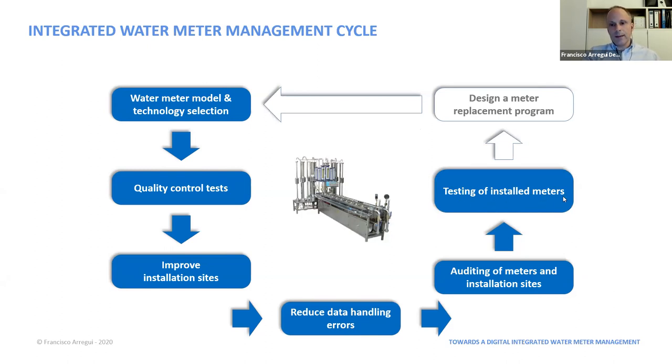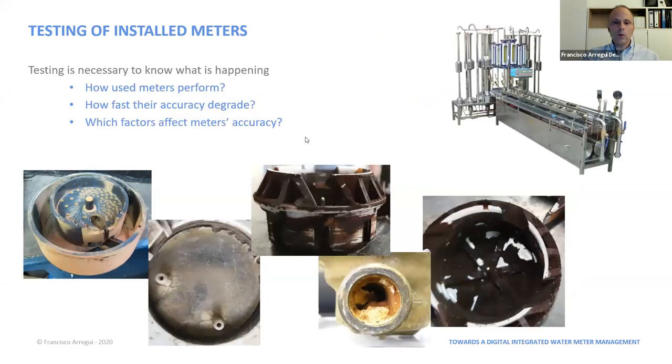The next thing to do is that we need to know how meters are performing. We need to know which variables, which parameters are affecting the performance of our meters. And for that, we need to test. And this testing is very important when I introduce digital applications, because in the end, all the results tell us, for example, if a digital application is telling me when to replace a meter, most of those methodologies and algorithms use the degradation rate, how fast the meters are degrading. If I don't have information, I can use general or standard degradation rates, but I will not have the degradation rate of the meters that I'm using in my water utility. So we really need to understand what is going on with the meters we are using in the field.